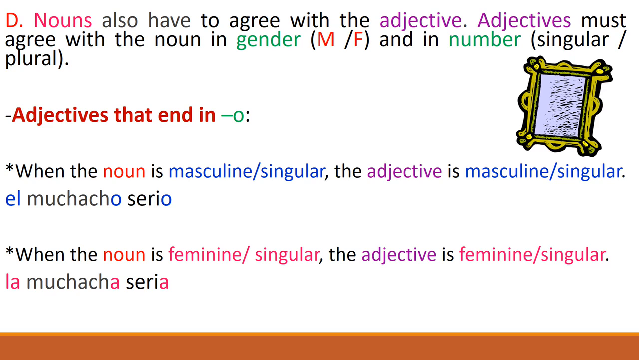Now, when the noun is feminine and singular, the adjective has to be feminine and singular too. La muchacha seria. Muchacha seria. Everything has to match accordingly to the noun. The adjective acts as a reflection of the noun, so they have to match what they're talking about. Let's move on to the second type of adjectives.